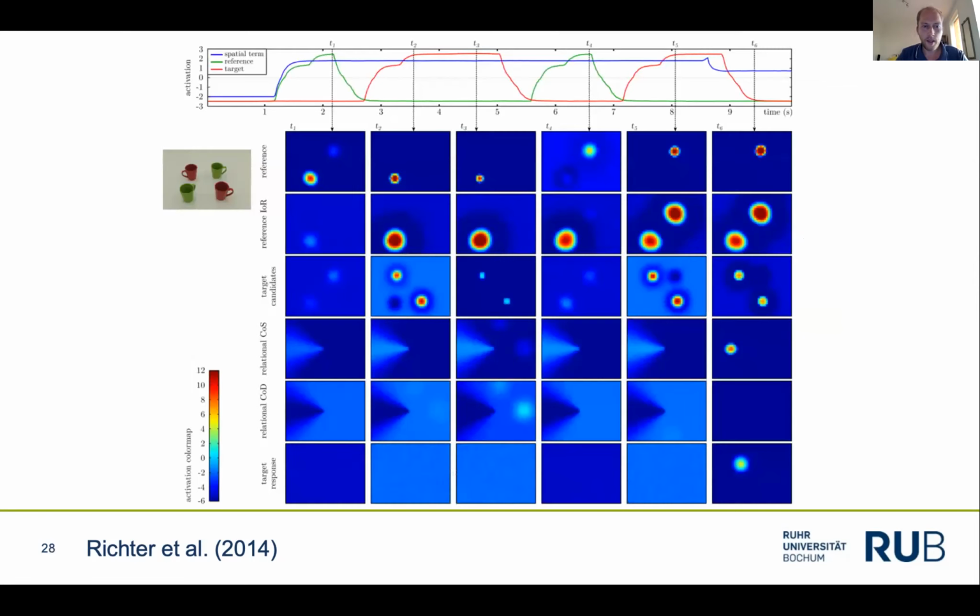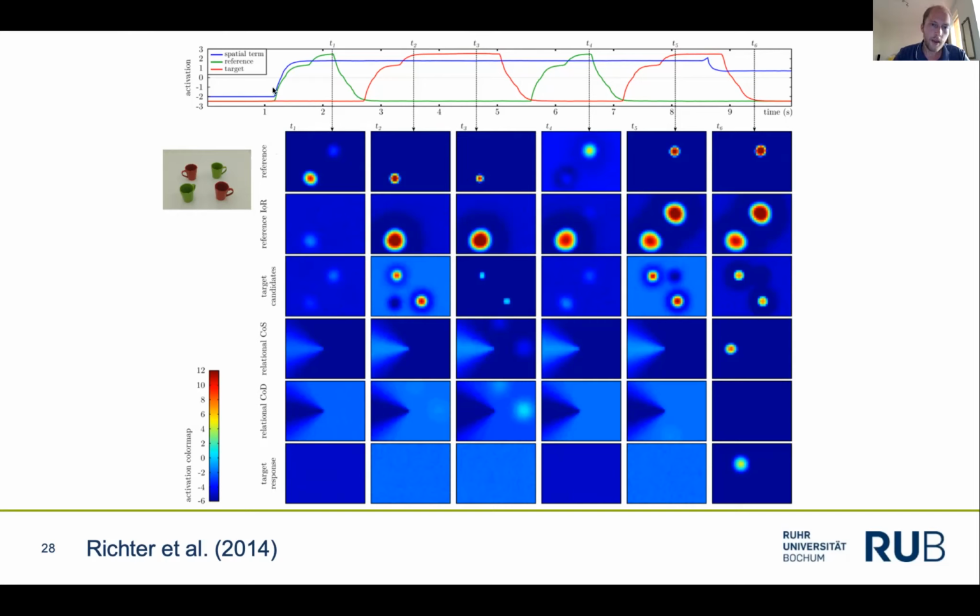So let's have a look at a simulation of this architecture. Again, the input stimulus is this cup image here. We have two green objects, two red objects, and we are looking for a red object which is to the left of a green object. And here we see the time course of activation of the fields of the architecture at discrete moments in time across the columns, and the rows stand for different fields.